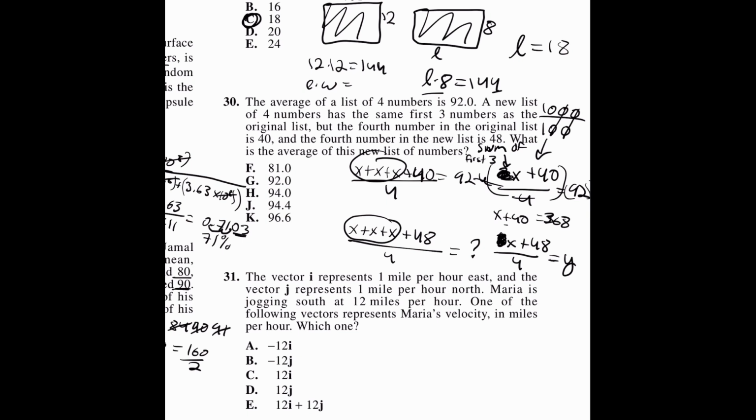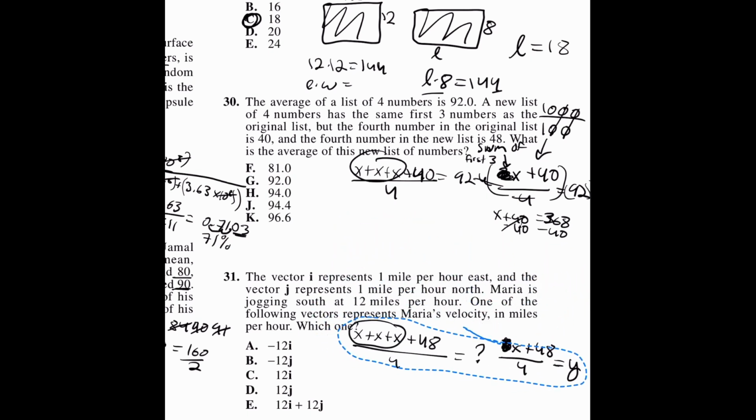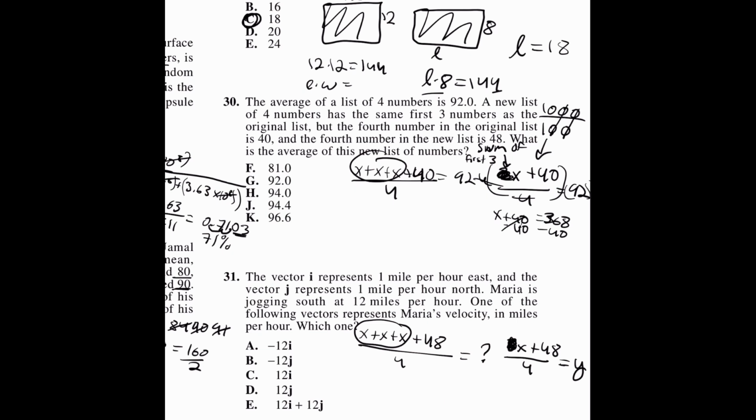And so then I could subtract 40. Our sum, and I'm going to move this down here for right now, our sum x is equal to 368 minus 40, 328. That is the sum of the first three numbers.